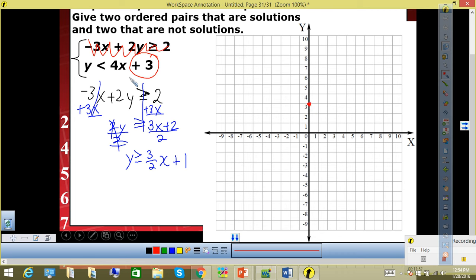What is my slope? 4 over 1. That means 4 steps up, 1 to the right. So from here we go: 1, 2, 3, 4, 1 to the right. Plot your point. Do it again. 1, 2, 3, 4, 1 to the right. Plot your point. Do it again. Plot your point.